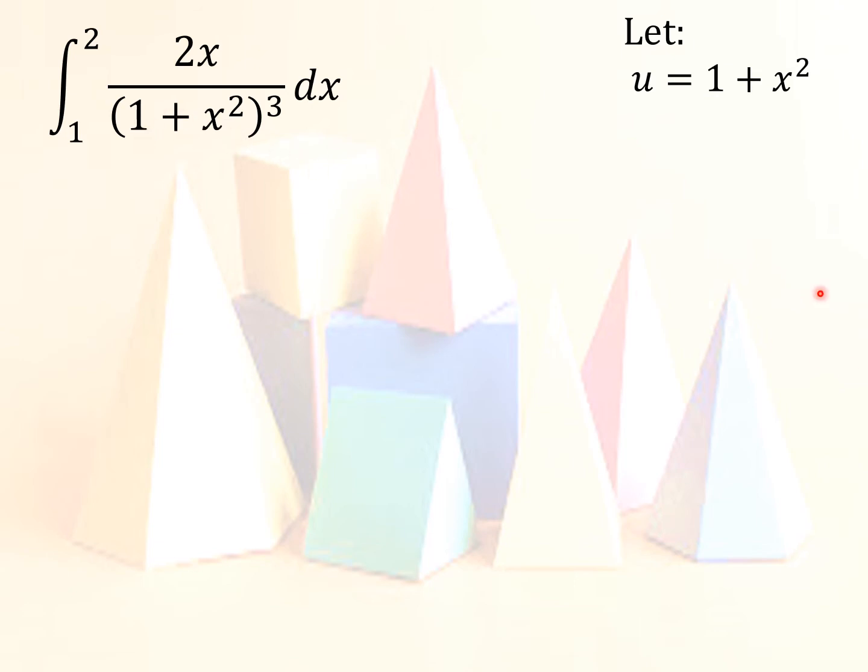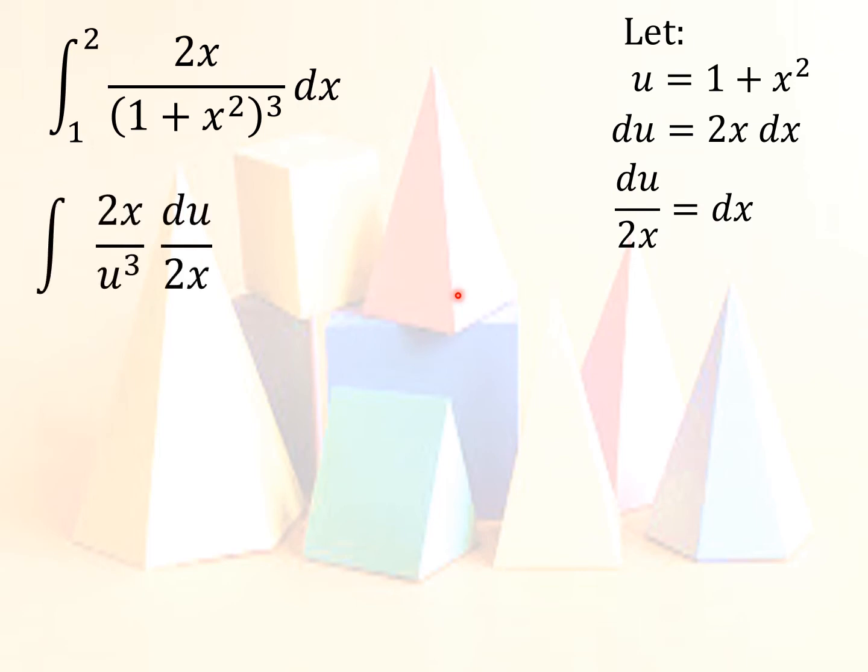And then we are going to have the derivative of this one. So du is equal to 2x dx. And then we are going to solve for dx. So we are going to divide both sides of the equation by 2x. So we will be getting du over 2x equals dx. And from here, we can substitute our u and then the dx. So it will become 2x over u to the third, times du over 2x.